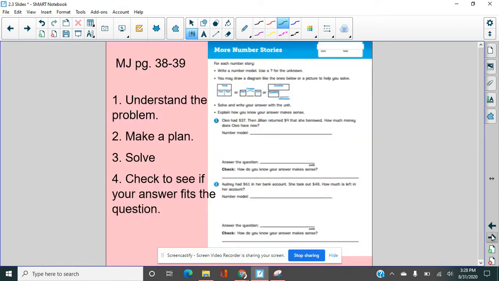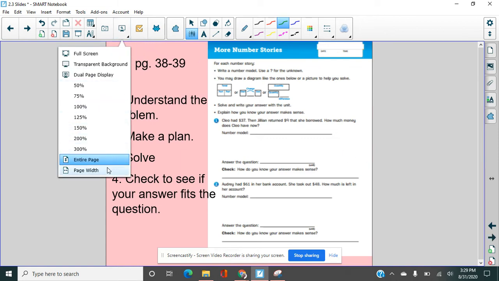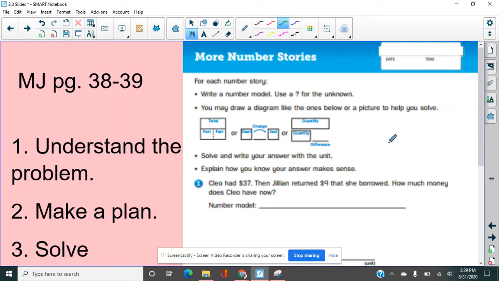All right, now I want you to open in your math journal to page 38. Go ahead. All right, same as yesterday, we are going to do one of these together. So you'll need to write with me. That's why I had you get to that page number first. Okay, so the directions are the same as well. We're going to use a question mark for the unknown, right? We're going to leave a question mark for what we're trying to figure out.